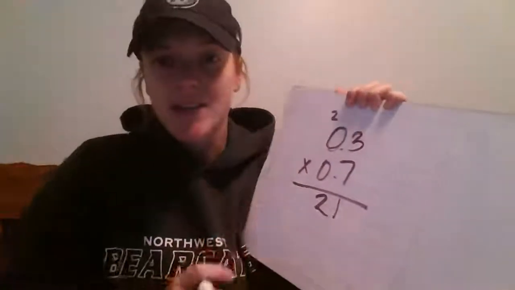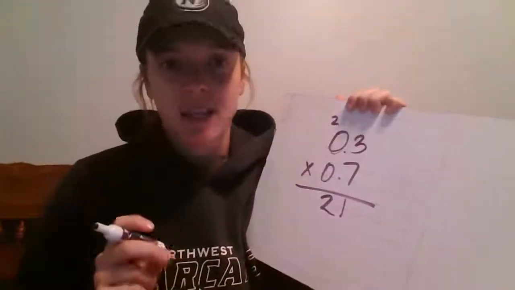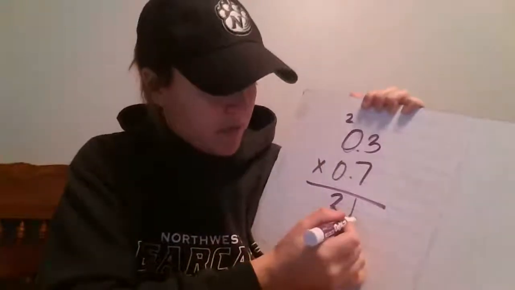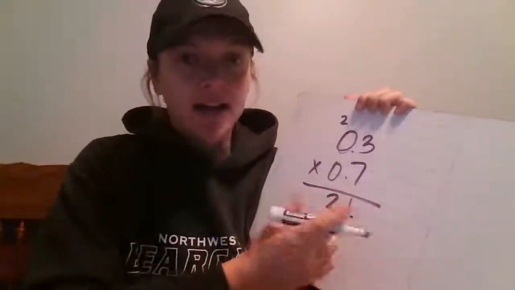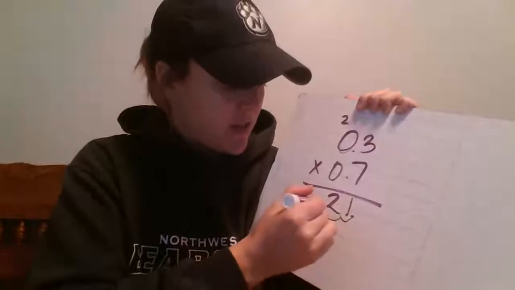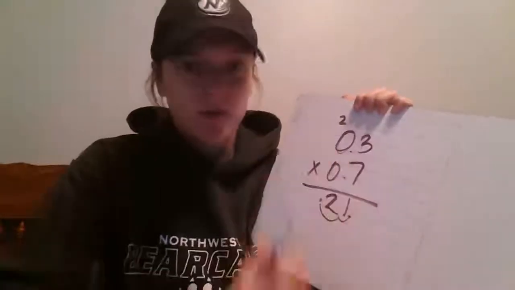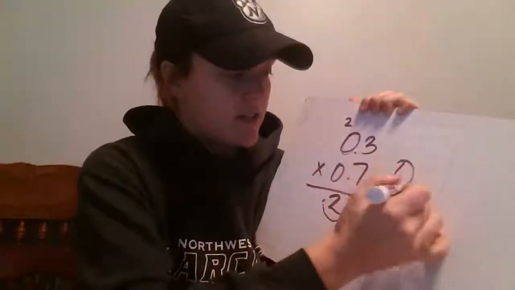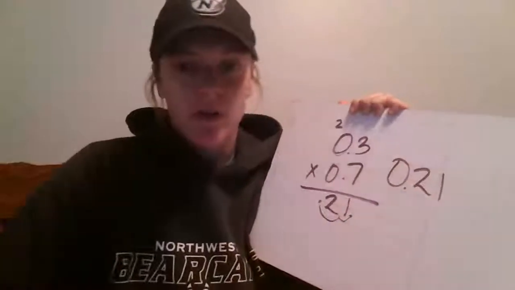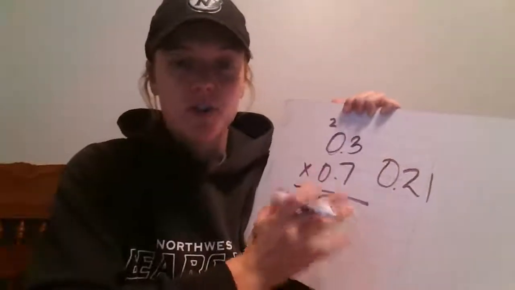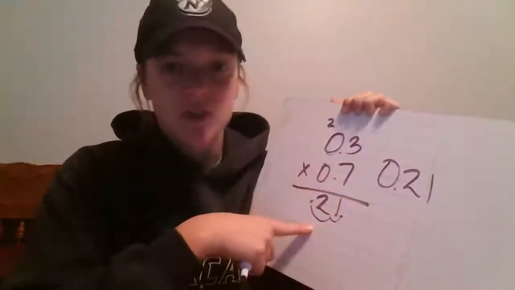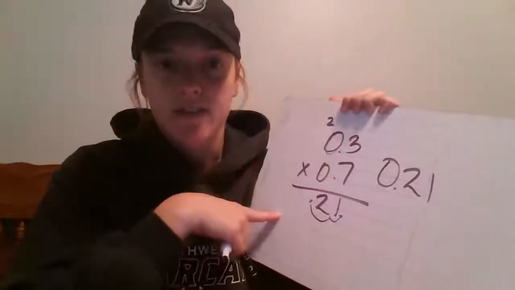Okay, so now that I have multiplied it out, since I have one decimal place and one decimal place, I need to add those decimal places together, which means I'm going to move my decimal point from behind. I'm going to move it to the left twice, because 1 plus 1 is 2. So my final answer is going to be 0.21. So however many decimal places you have is the number of times that you move your decimal over to the left. Okay?